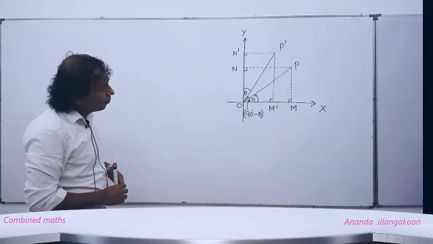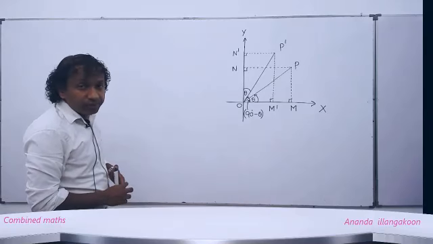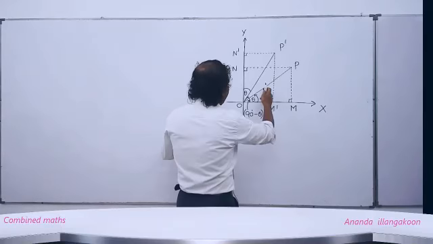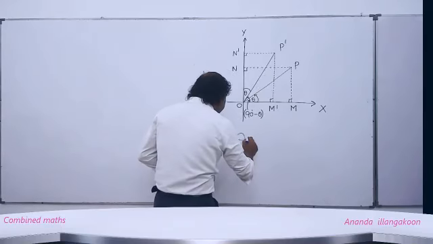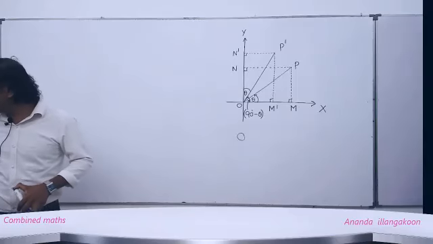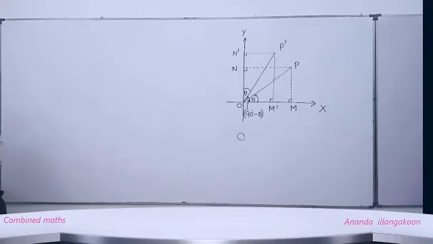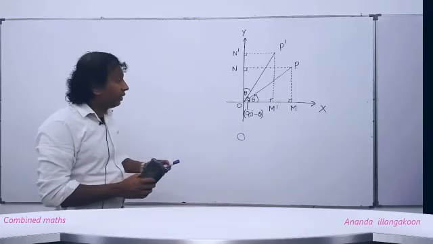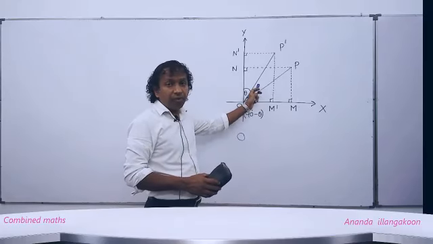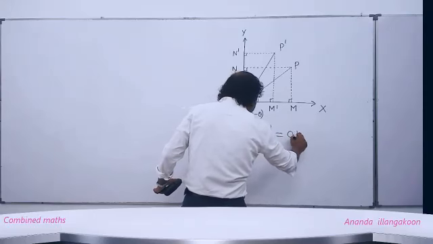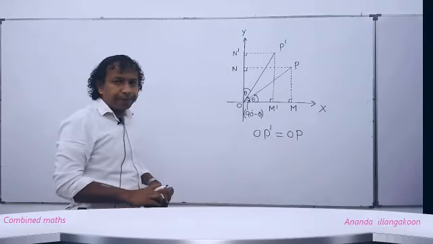In this, there are two congruent triangles. When you consider OP and OP dash, the lengths are equal. What is the reason? The same line OP has come into this position. Then you can see OP dash is equal to OP. Right.